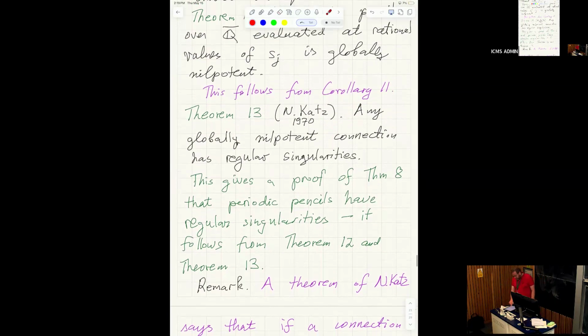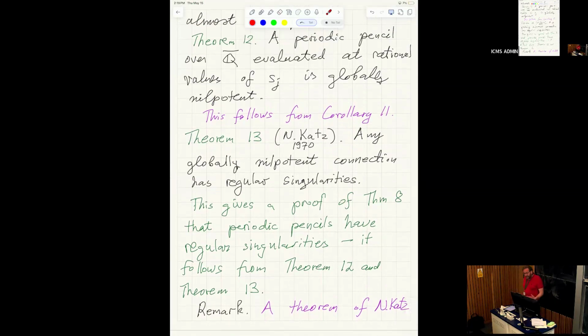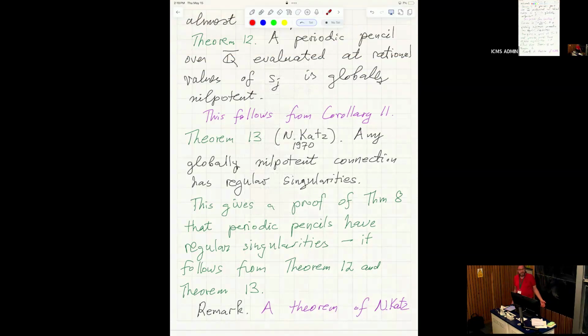The reason this is important, one of the reasons, is that Katz proved that any globally nilpotent connection has regular singularities. This is a wonderful theorem. And this in particular proves that periodic pencils have regular singularities at rational values of S. But being regular singularities is a condition that if it's satisfied on a dense set, it will be satisfied everywhere if you know that the poles are not moving. And the poles are actually not moving in this case.